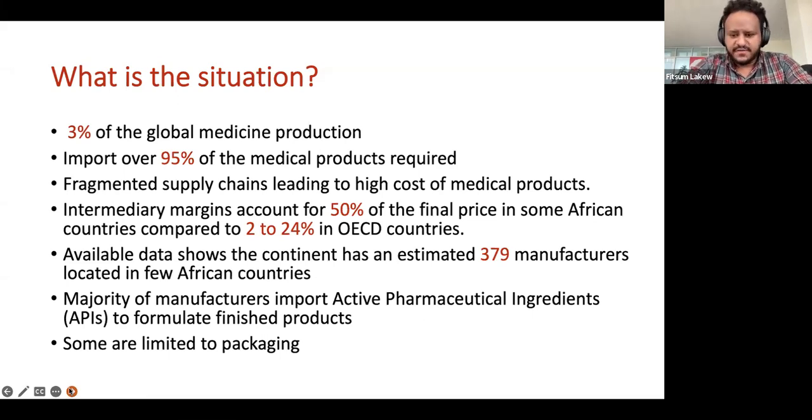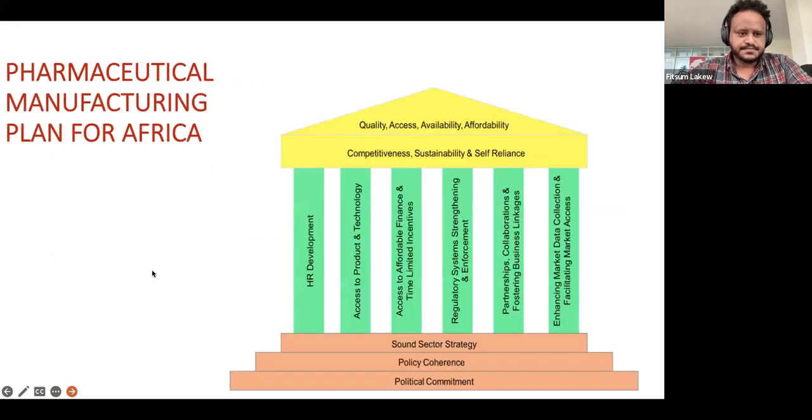As we speak, we only have 379 pharmaceutical manufacturers on the continent, and looking at their distribution, they are not evenly distributed within the continent. The vast majority of the active pharmaceutical ingredients are still imported from outside, and some manufacturing plants are limited to packaging.